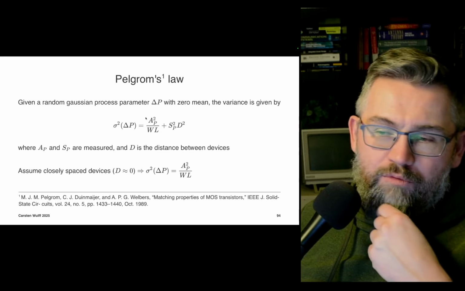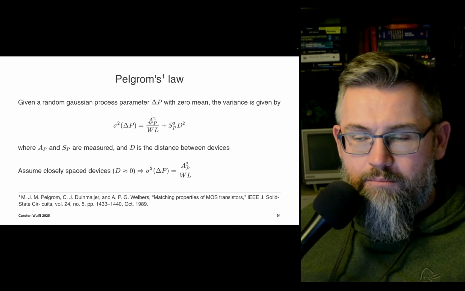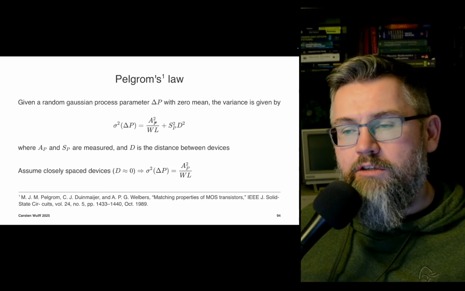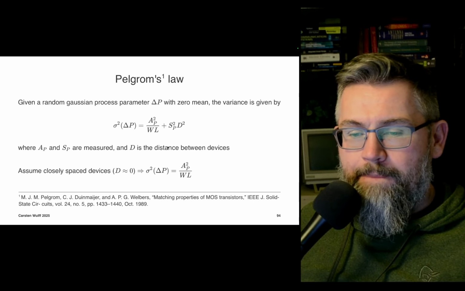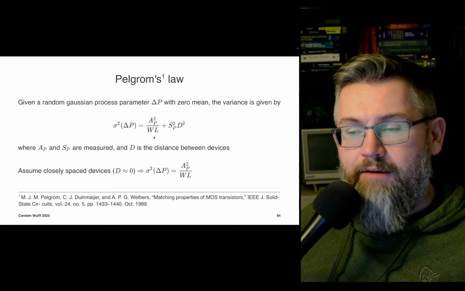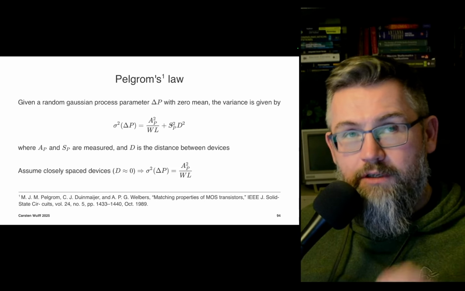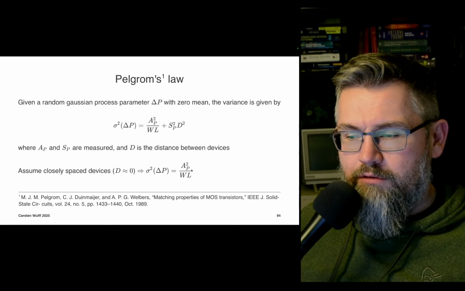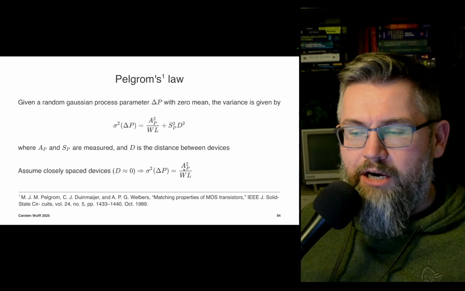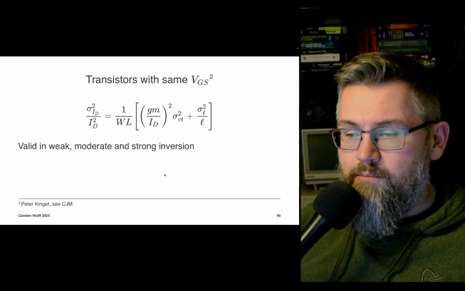So for any given technology, there will be a factor that tells us how many millivolts or how much current change we have in a parameter. And that's a function of the area, and then there's also a function of the distance between parameters. Usually, we only care about this first thing. So we have a parameter, which divided by the square root of WL gives us the variance.